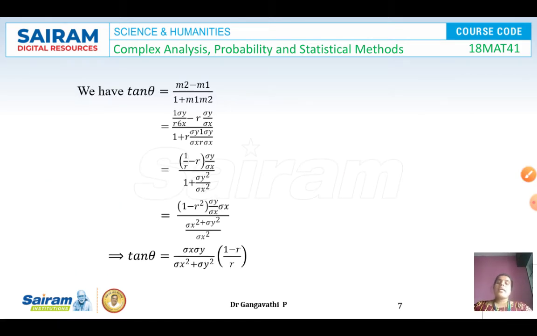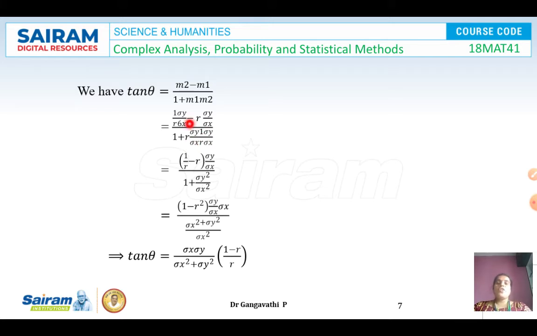Let us consider the formula for tan theta. When the slopes of the straight lines are given, the angle between them, tan theta, can be evaluated using the formula m2 minus m1 divided by 1 plus m1 into m2. We know the values of m1 and m2, so let us make the substitution: m2 is this, m1 is this, and 1 plus m1 into m2.